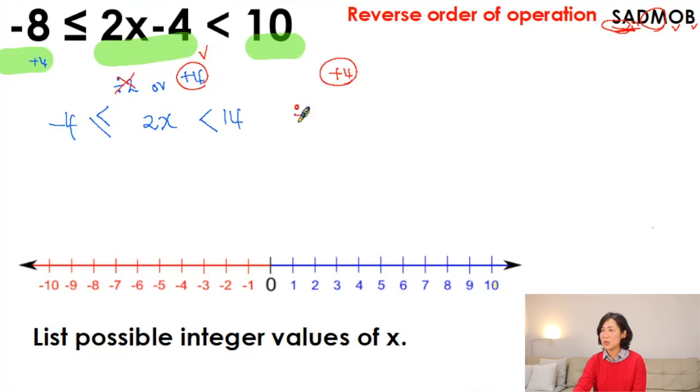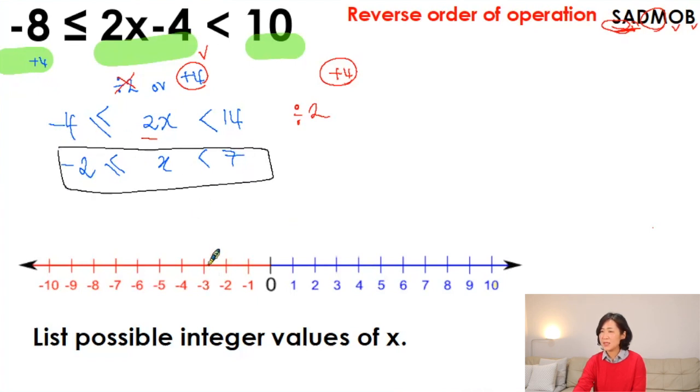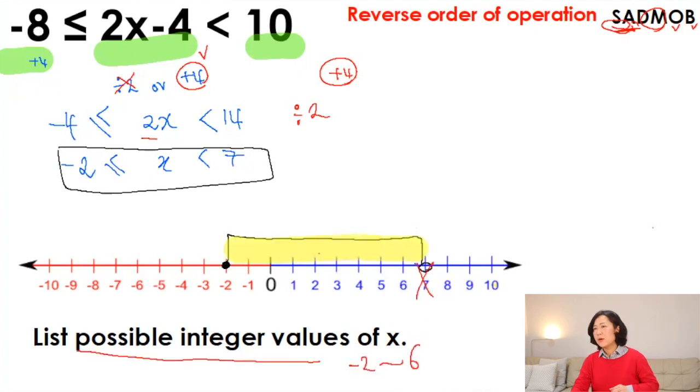Now the next operation will be divide by 2. So let's divide by 2 on all 3 sections. Divide by 2 gives minus 2, then 7. Now we come up with our answer. That is x is greater than or equal to minus 2 and less than 7. Let's put this on the number line. So all these answers are true for this inequality.